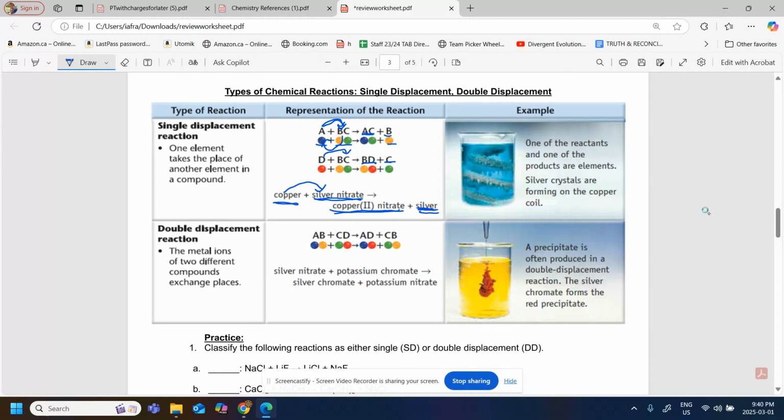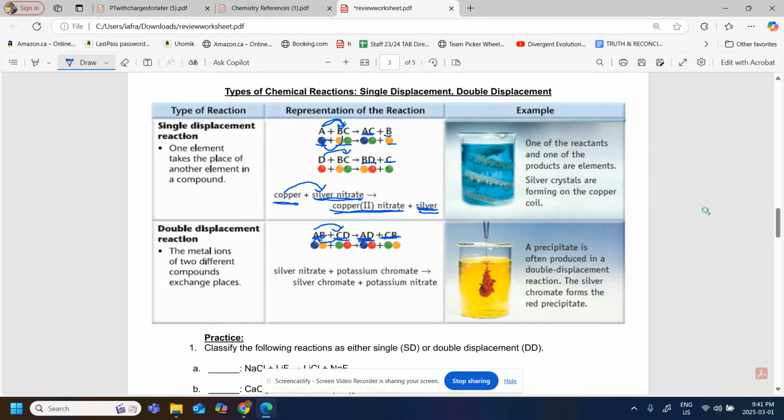A double displacement also involves a switch, but instead of having something single reacting with a compound, it's two compounds reacting together, and the two elements at the front switch spots. So at the end, you still have couples, two sets of dance partners. It's just they swapped. So A was dancing with B, C was dancing with D, and now it's the other way around. A is with D, C is with B. It's called a double displacement reaction.